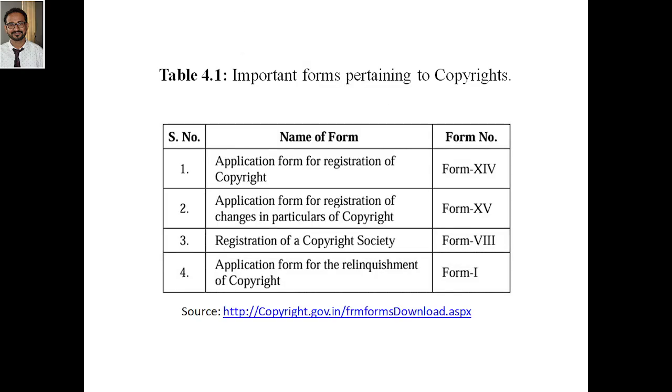There is a table given for the important forms related to copyrights. The first is Form 14, the application form for copyright registration. Next, Form 15, the application form for registration of changes to particulars of copyrights; if you want to change anything, you have to fill this form. Next, Form 8, the registration of a copyright society. And next, Form 1, the application form for relinquishment of copyrights.